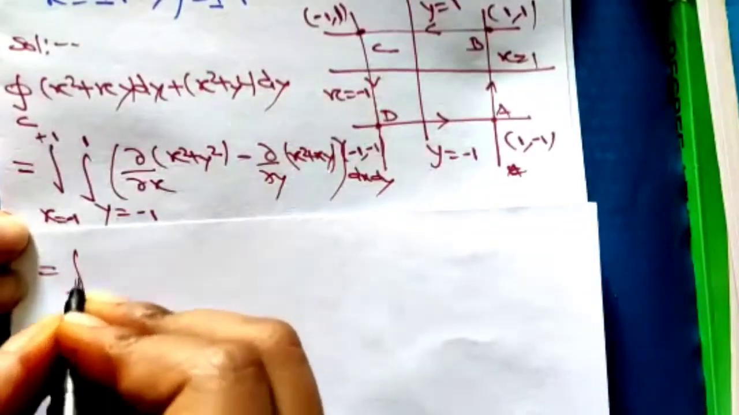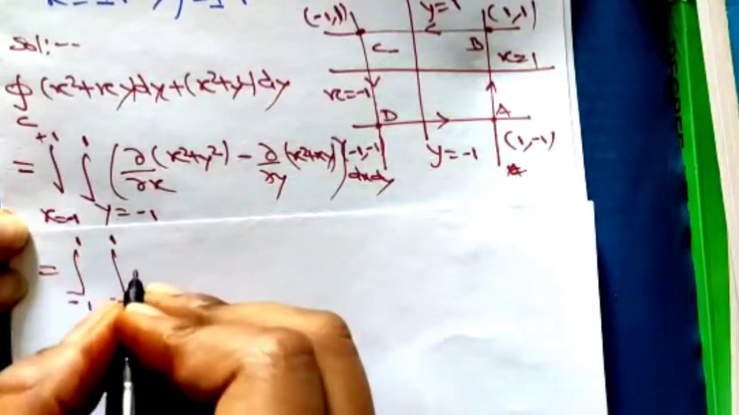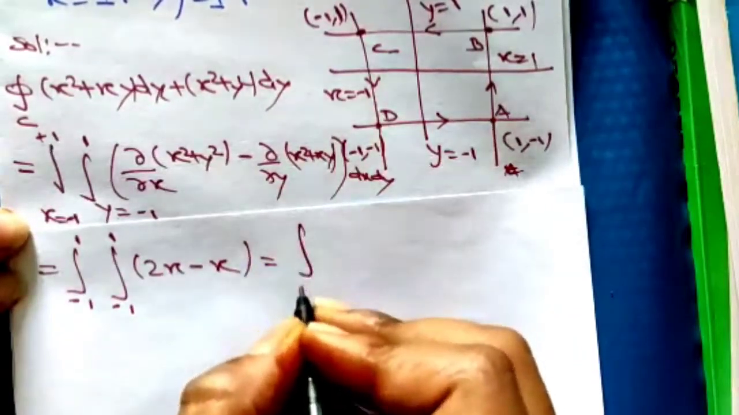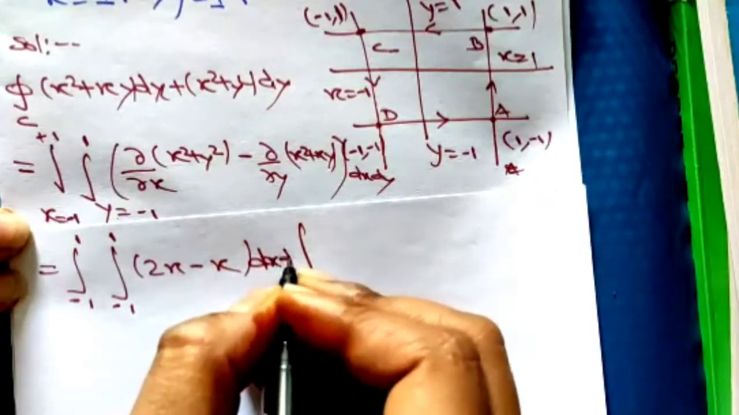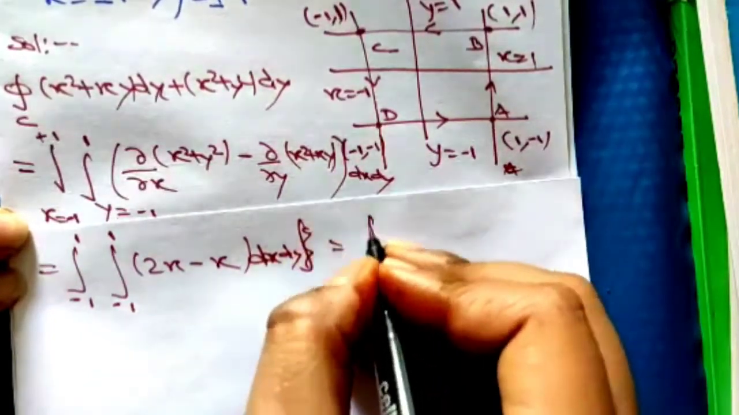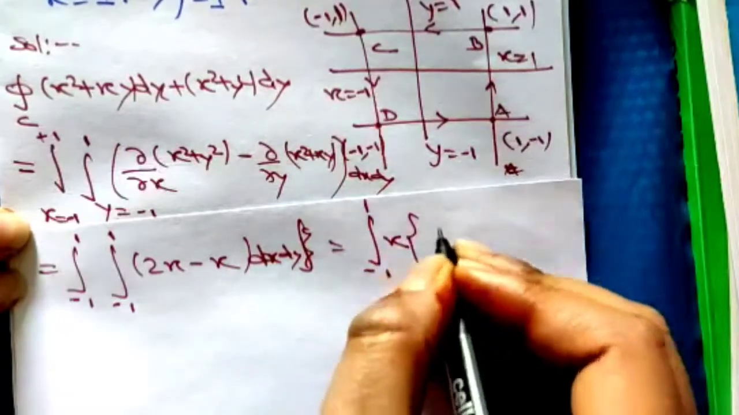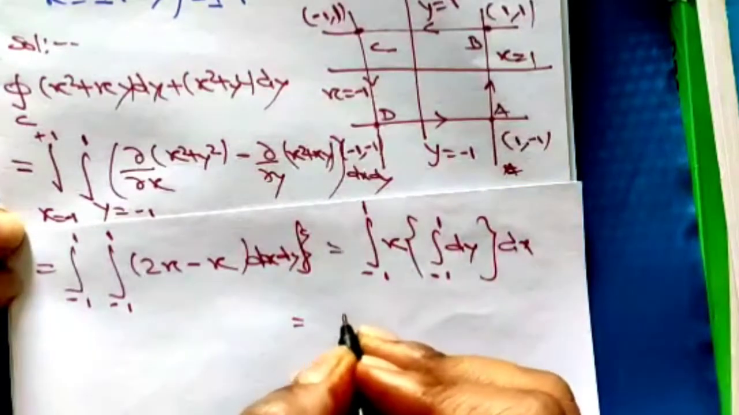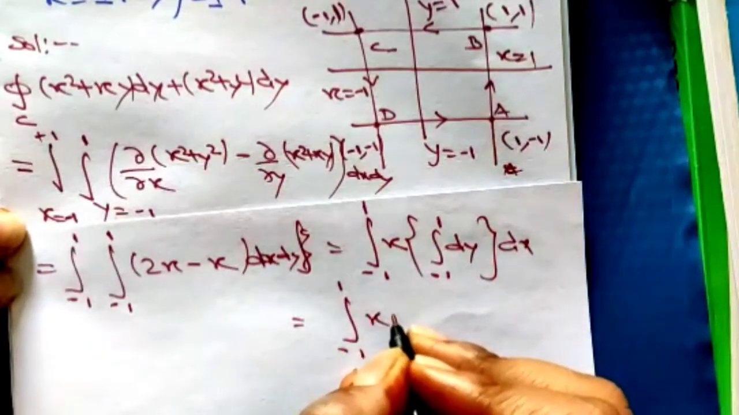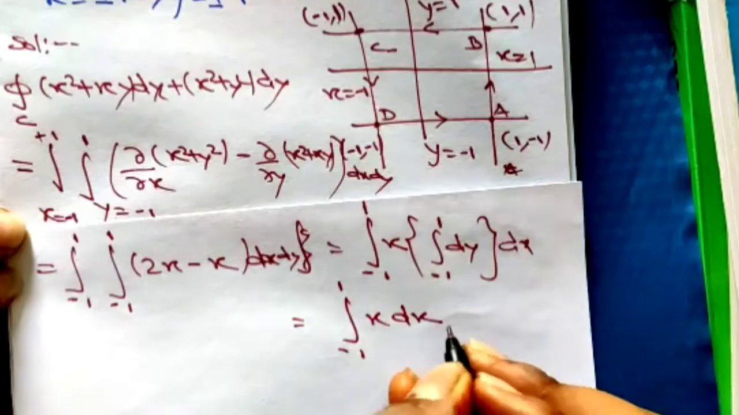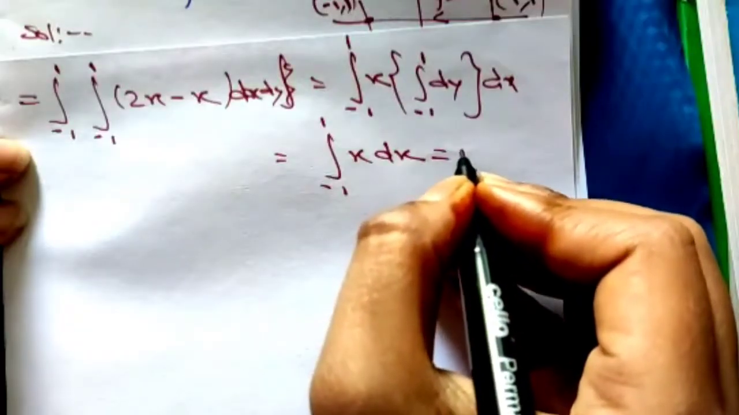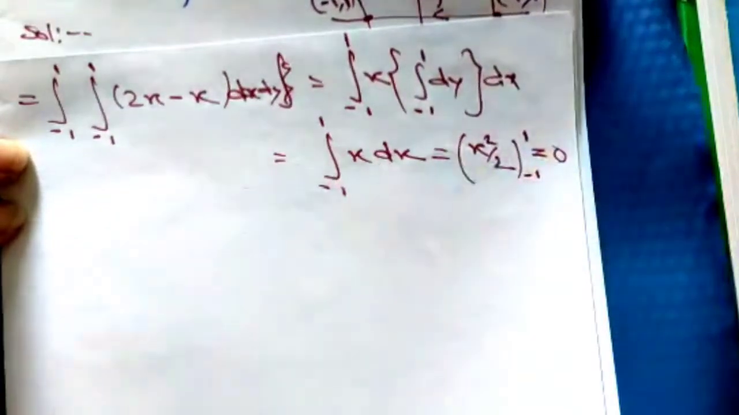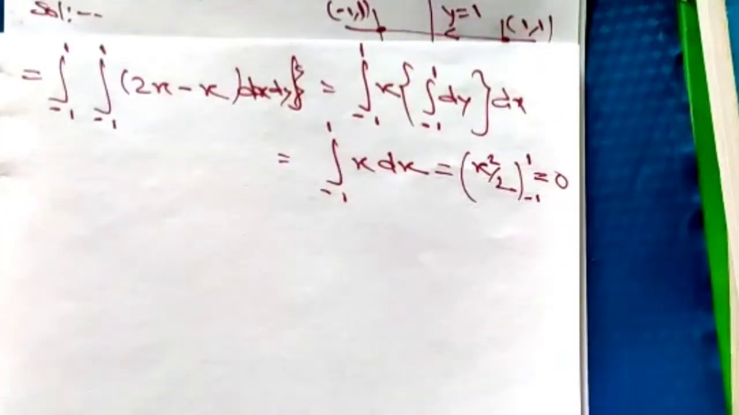We get the integral from -1 to 1, -1 to 1, of 2x minus x. After doing the partial derivatives, this is dx dy, which equals the integral from -1 to 1 of x, times the integral from -1 to 1 of dy, dx. This is the integral from -1 to 1 of x dx. Solving this, we get x square upon 2 from -1 to 1. This will become 0. So the surface integral becomes 0.